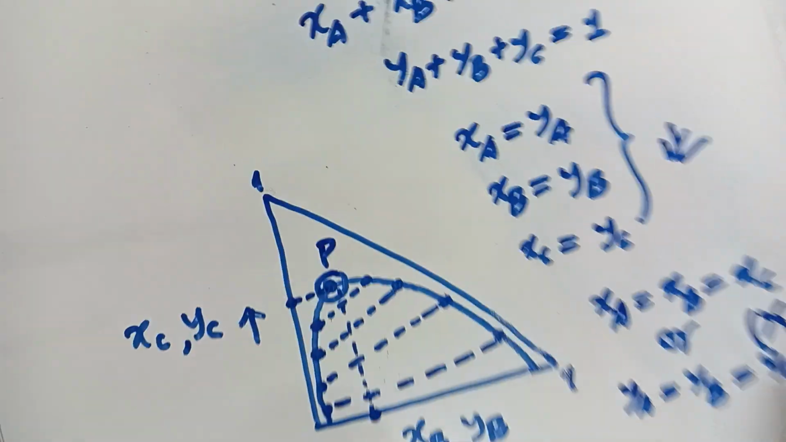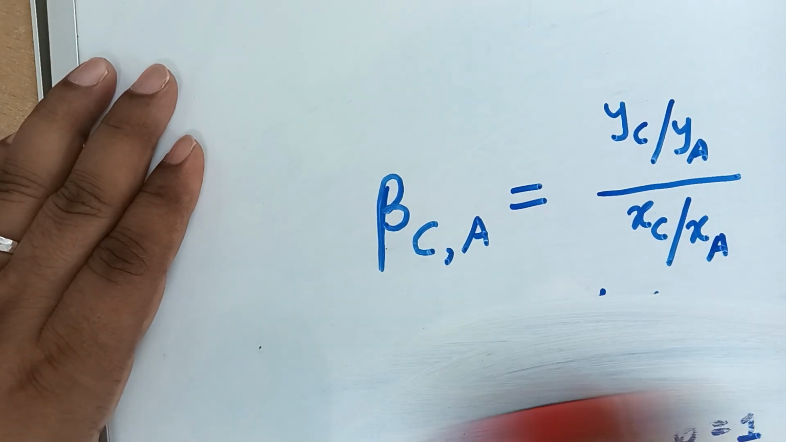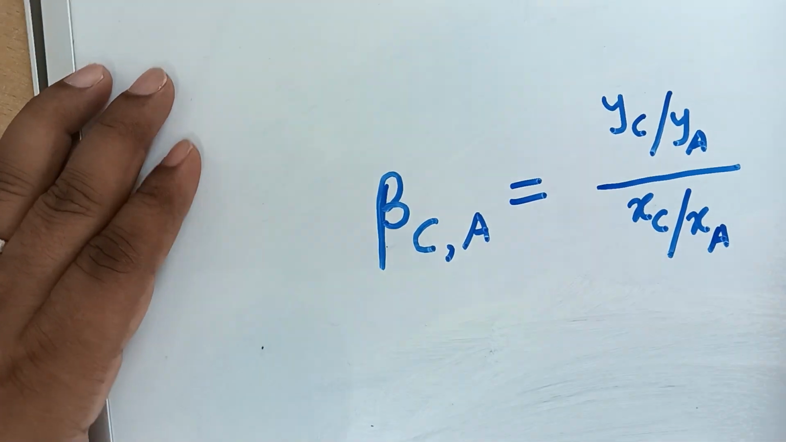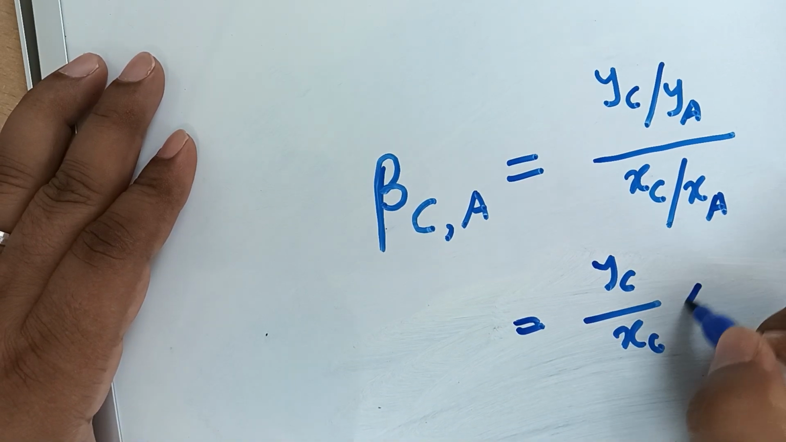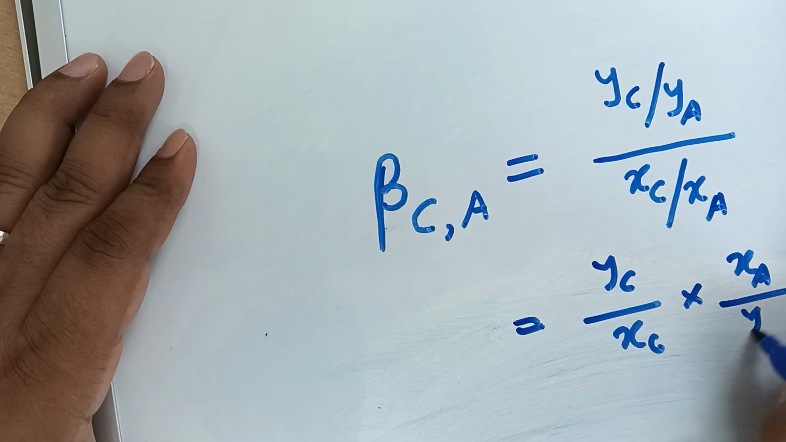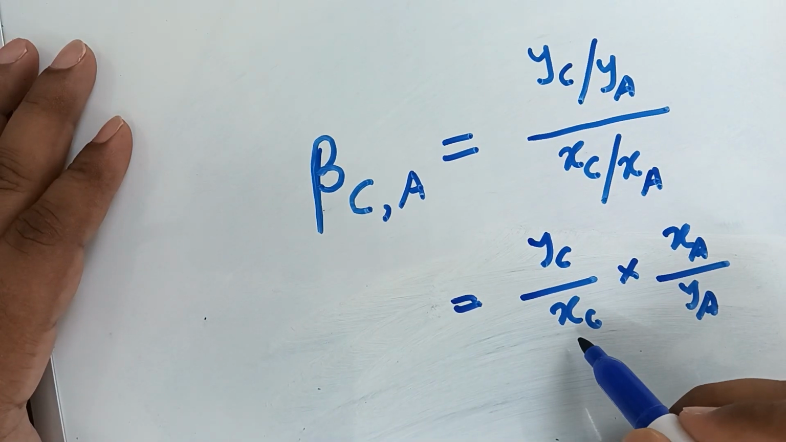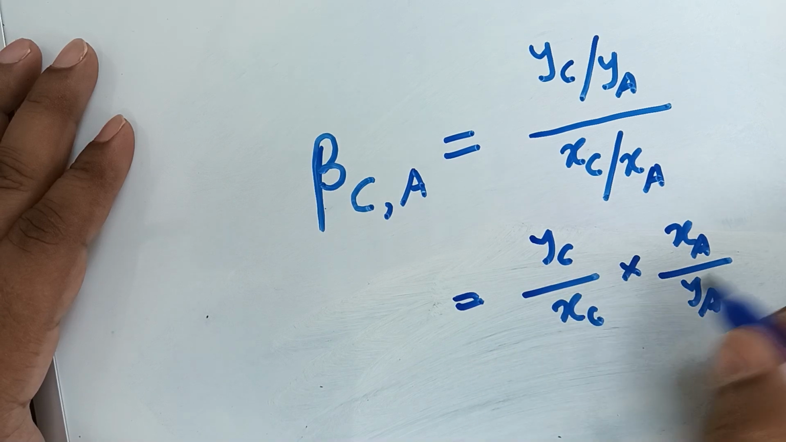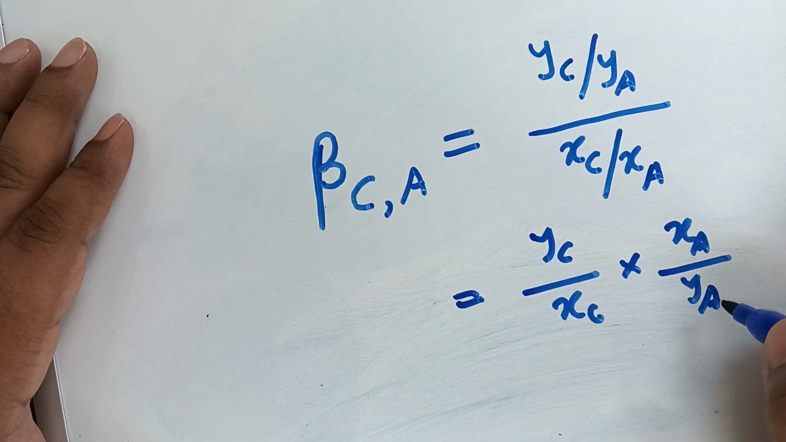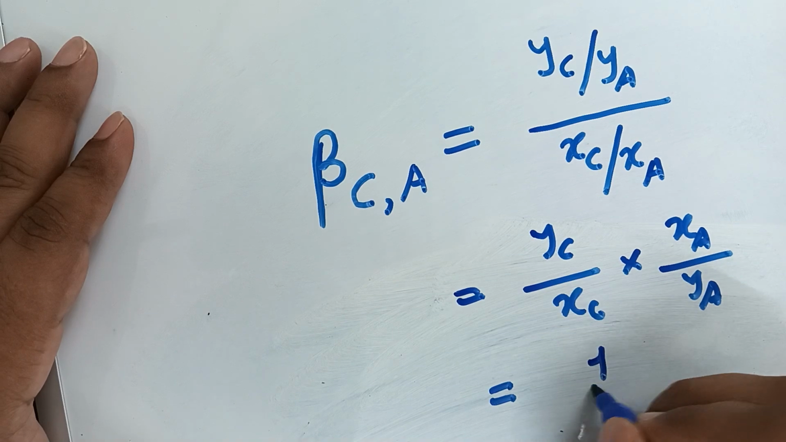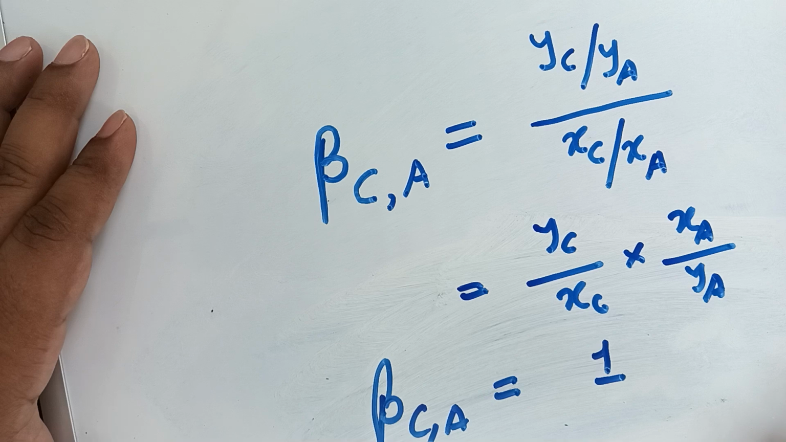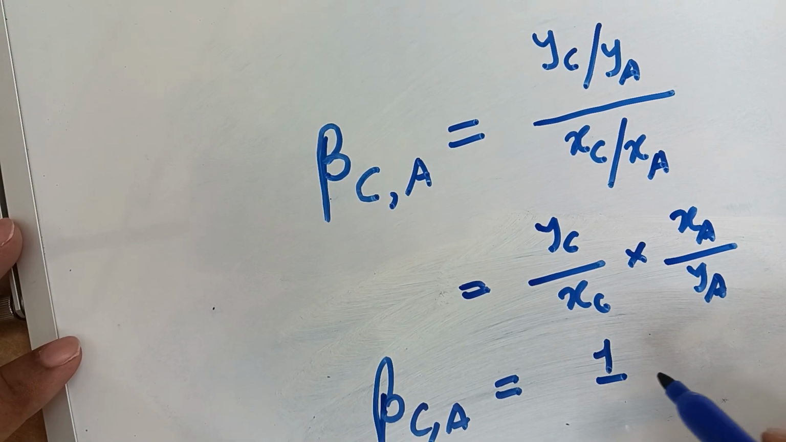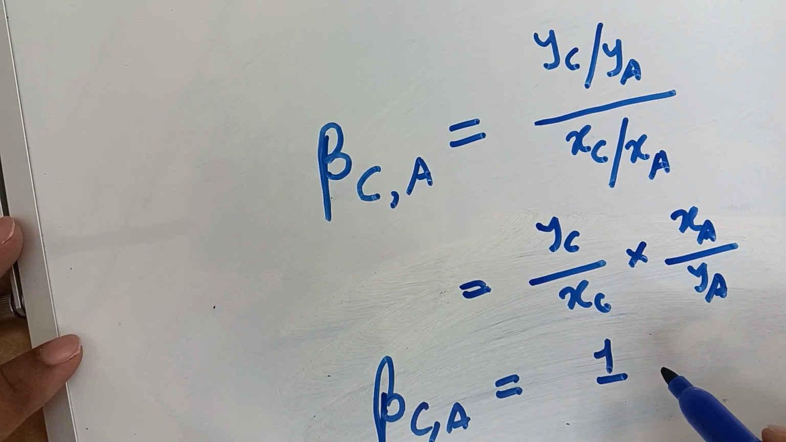Defined so, you can easily find out the value of selectivity at the plait point. So at the plait point, you can write it in this way, YC over XC multiplied by XA over YA. Since at the plait point XC equals YC, that is 1, and XA equals YA, that is also 1. So the answer is 1. So the value of selectivity at the plait point is 1. So at the plait point, basically you can no longer carry out separation via the solvent extraction method.